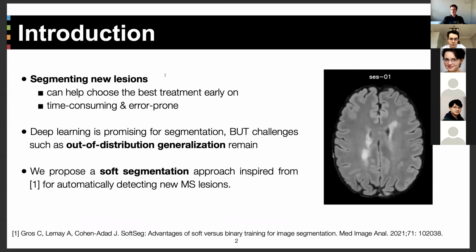So just a couple of words about the problem at hand. The task of segmenting new lesions can help choose the best treatment early on, but visually identifying these new lesions in longitudinal data is time-consuming and error-prone. Deep learning is a promising avenue for segmentation, but many challenges remain, such as out-of-distribution generalization. Consequently, in this work, we propose a soft segmentation approach, mainly inspired by previous work in our lab for automatically detecting new MS lesions.